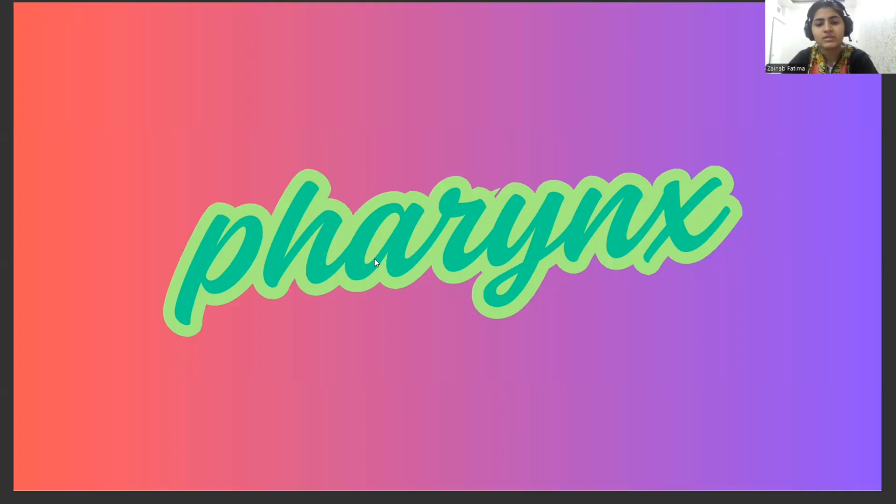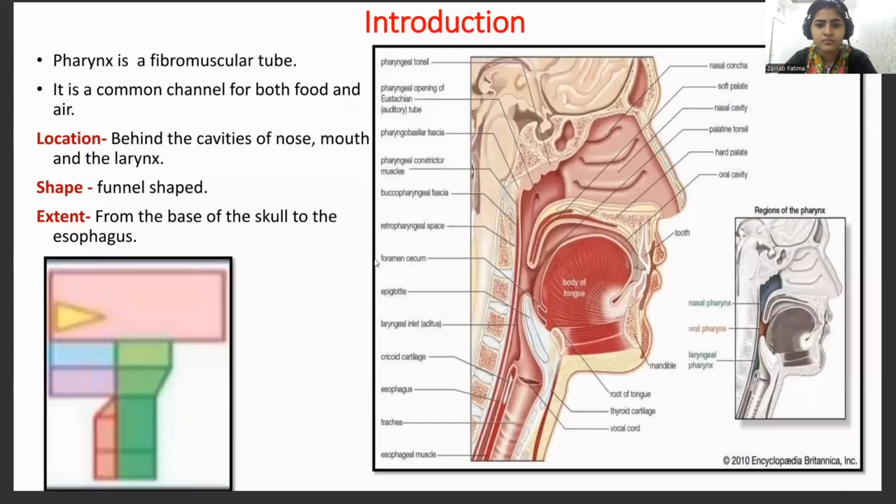Now our next topic is the pharynx. The pharynx is a fibromuscular tube. It is a common channel for both food and air. Its location is behind the cavity of the nose, mouth and larynx. This is behind the cavity of the mouth and nose, the pharynx. Here, this is the cavity of the nose. Behind it, you will see your pharynx.